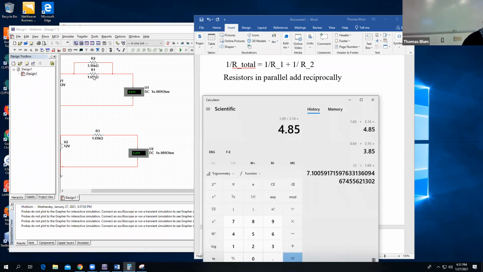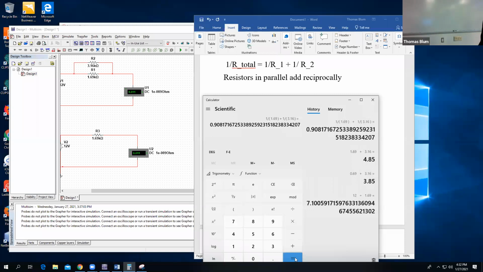So resistor 1 was 1.69. So I put in 1.69, and then I want the reciprocal of it. Then I want to add, so I hit plus. 3.16 is the next resistor, but I want the reciprocal of it. That told me that I want to perform an addition, but it didn't perform the addition. I hit equals to force it to do the addition. So you see up here, it doesn't tell me the answer, it just says that's what you mean, but you haven't done it. Now let's hit equals. Now it's actually done that calculation.